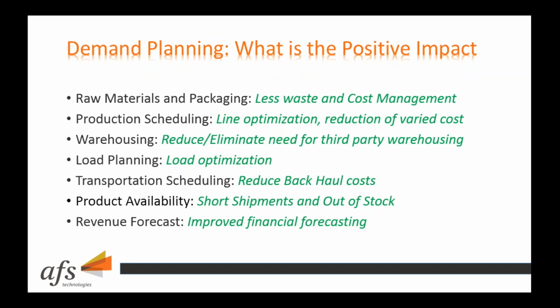What's the downstream effect? By developing specific forecast accuracy metrics, and that's typically step one, forecast accuracy metrics coming out of the TPM tool, making sure your forecast is as close to actuals as possible, it's going to impact and improve the raw materials and packaging, with less waste and better cost management. From a production scheduling standpoint, it's line optimization and the reduction of any variables within that production schedule.